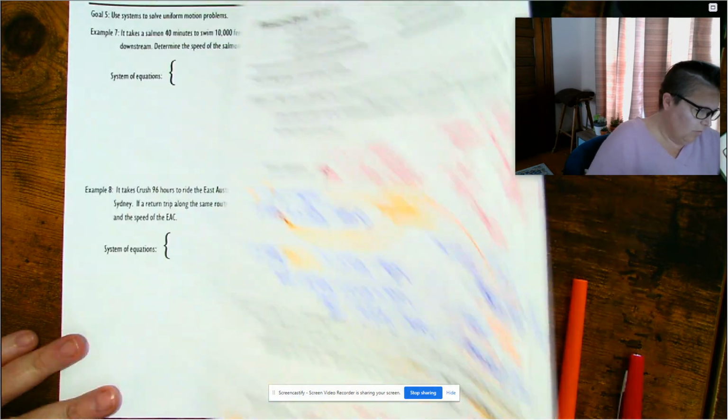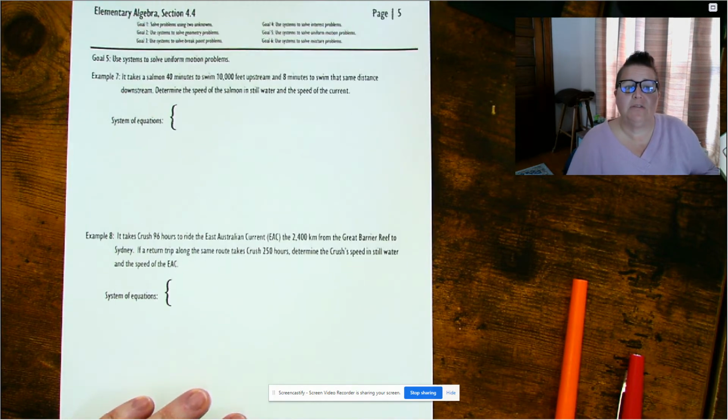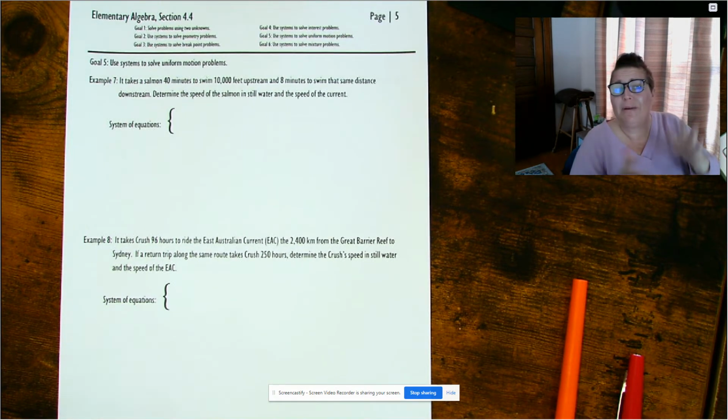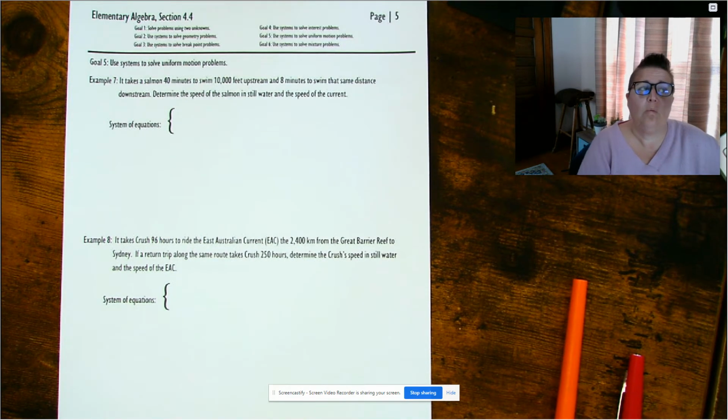Okay, goal 5 is uniform motion problems. These are going to be upstream, downstream problems. I really like these, but it does make a whole bunch of assumptions that may or may not make sense to you. So we are oversimplifying quite a bit in this one. If you've taken a physics course at all, you know that there are way more variables than we are even going to begin to consider here.